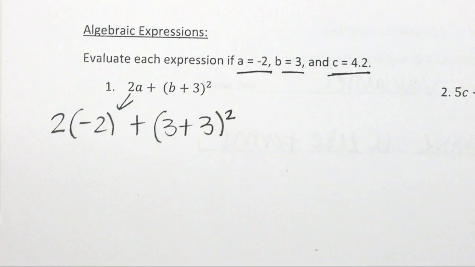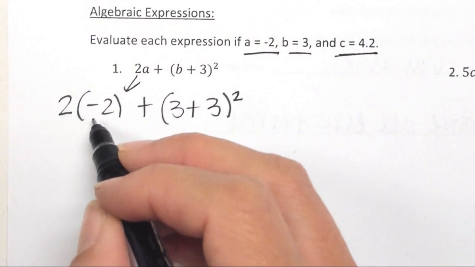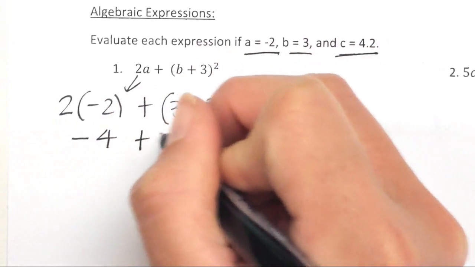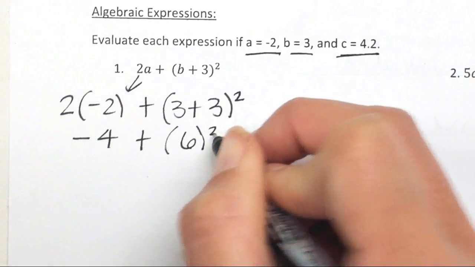And now we'll use order of operations to complete it. So what's the first thing in order of operations? Parentheses. So we have 2 parentheses here, so let's take care of both of them. 2 times -2 is going to give us what? And right here, 3 plus 3? Good. Plus 3.